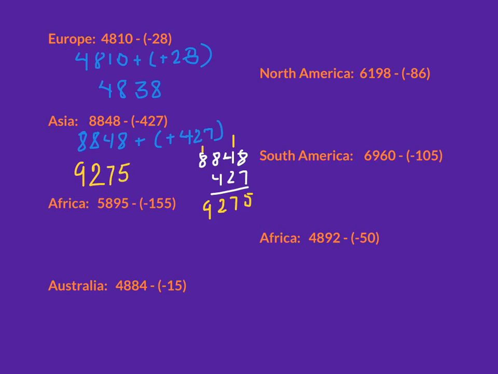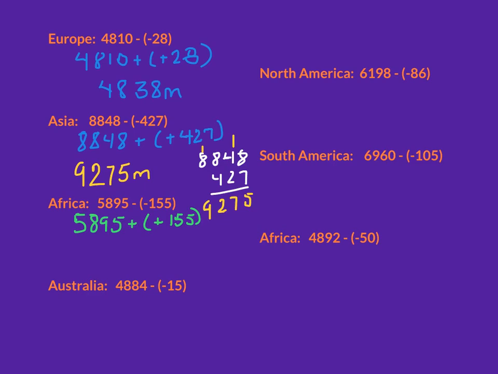I believe these are all in meters. They sure are. I'm going to put meters there. We don't want to forget our labels. No naked numbers. Okay, Africa. Woohoo! Stay, change, change, cha-cha-cha. 5,895 plus 155.